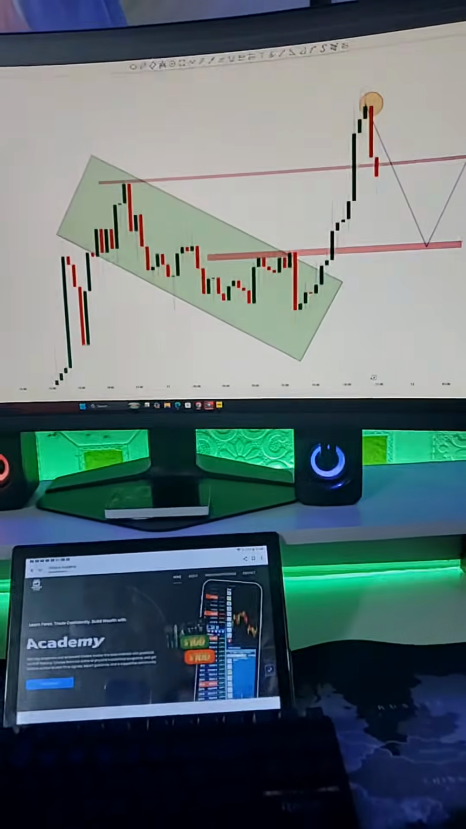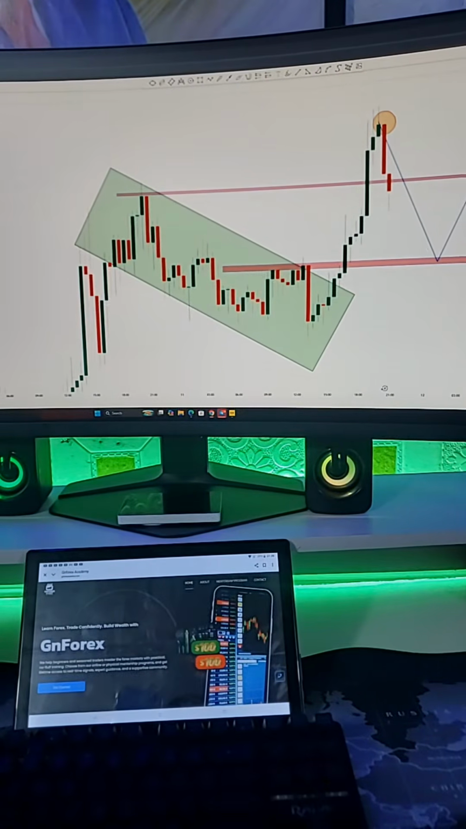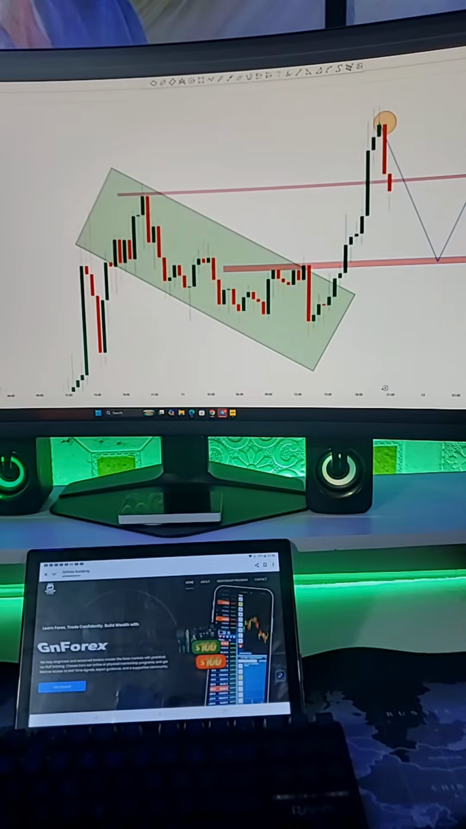Are you using a phone to trade? Let me first of all ask that question. Are you using phone to trade? Are you using phone? Now phone you dey use.